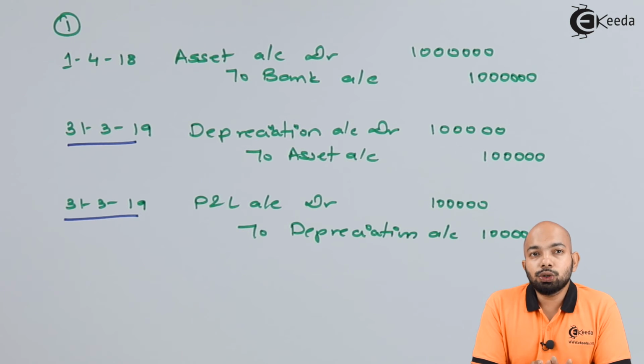Now for the next 2 years we'll be continuing these two entries. So first, the depreciation amount has been charged to the asset. We'll now transfer this depreciation to the profit and loss account. As we've already mentioned that this is an expense, hence the profit and loss account will be debited and the depreciation account will be closed by crediting the depreciation account. Hence, profit and loss account debit rupees 1 lakh to depreciation account rupees 1 lakh.